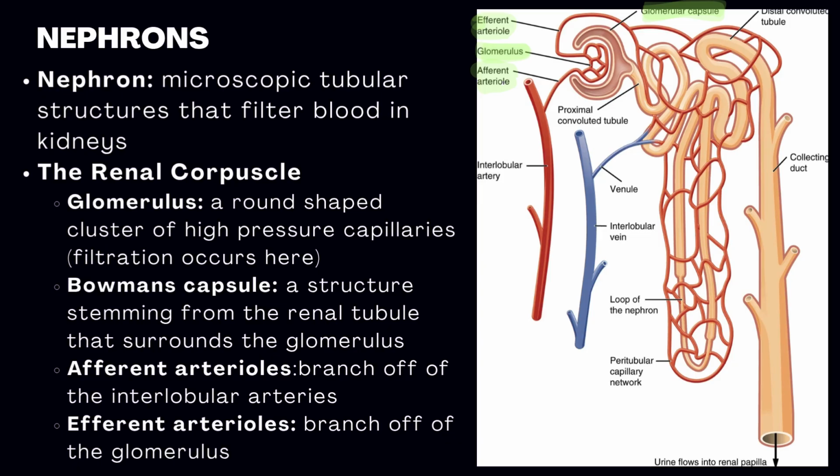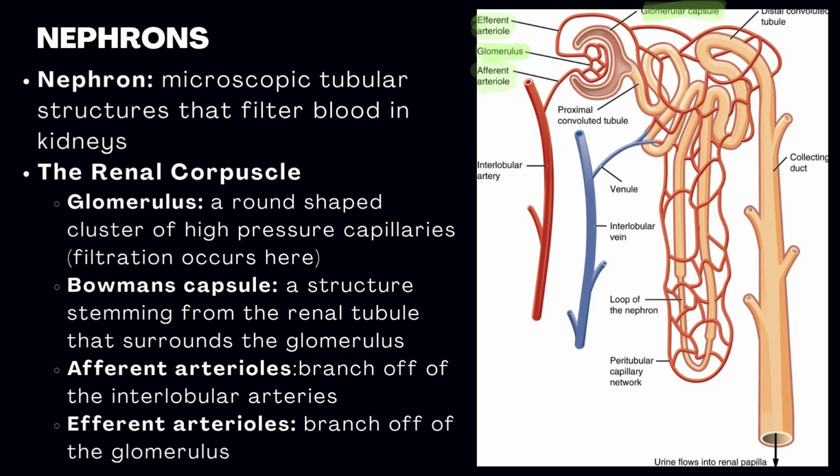They branch further, forming the glomerulus. This is a sphere-shaped network of capillaries within which blood pressure is significantly increased. Surrounding the glomerulus is the Bowman's capsule. This is formed from the proximal end of the renal tubule. Together, the glomerulus and the Bowman's capsule form the renal corpuscle.